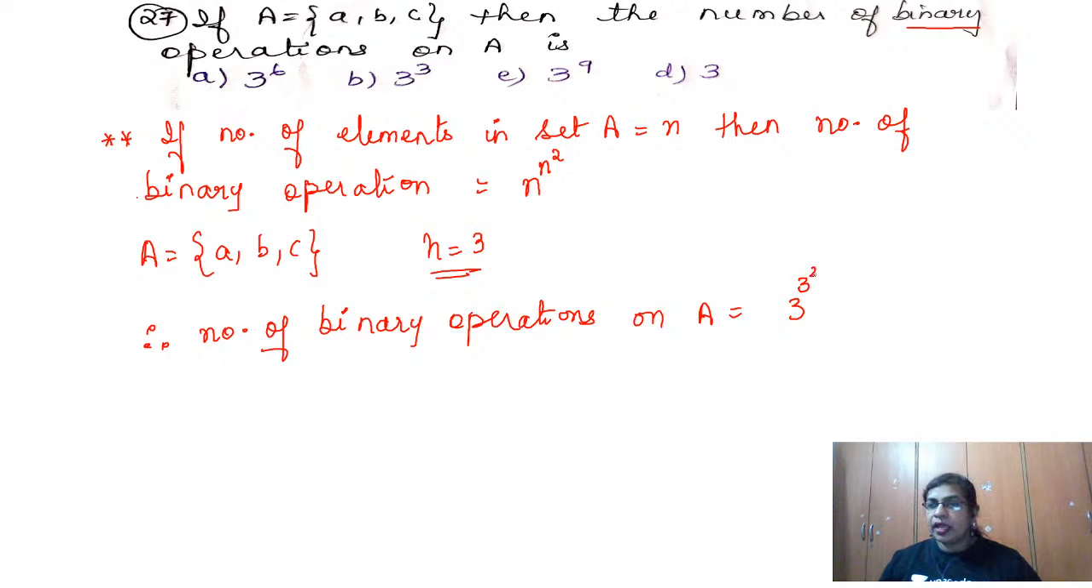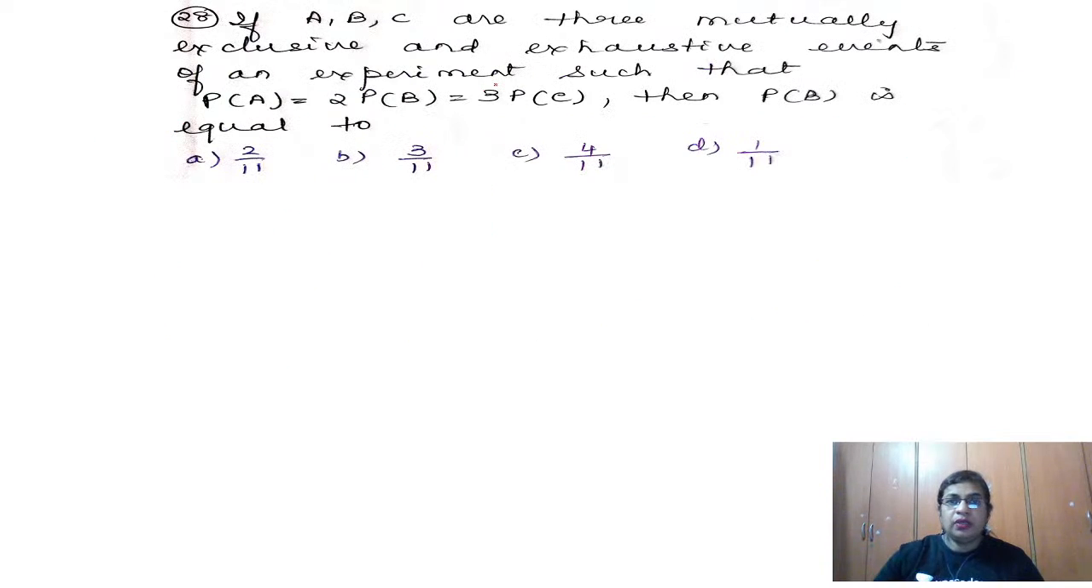So n is 3, so 3 to the power 3 square. How much is this now? First you have to find the square there, 3 square, then find the power. So therefore it becomes 3 to the power 9. Very good. So therefore it is the C option. Did you get this answer? Got the idea? Okay. So remember the shortcuts always. So we move on to the next question, question number 28.